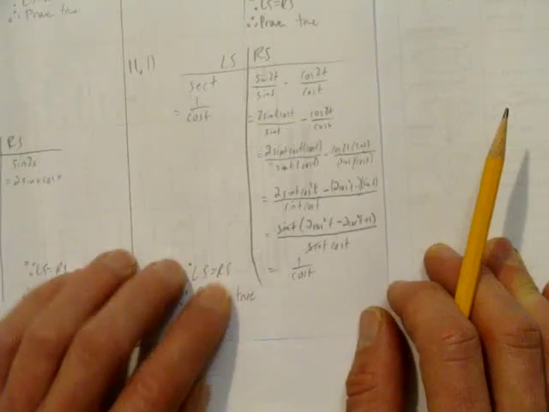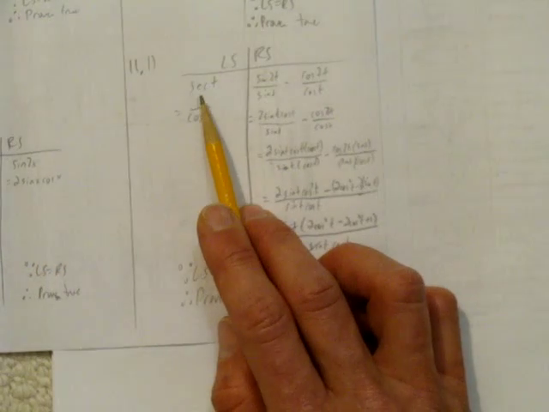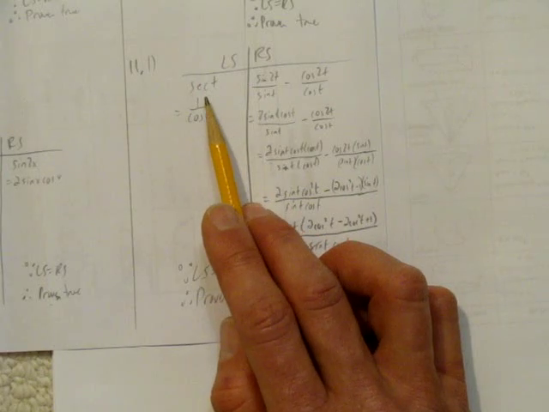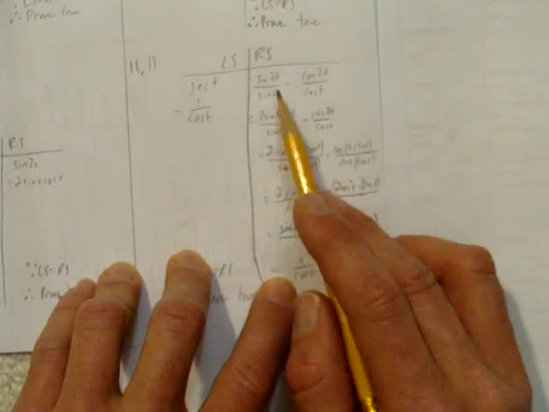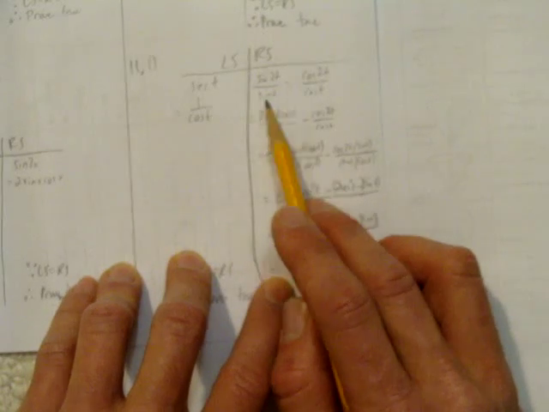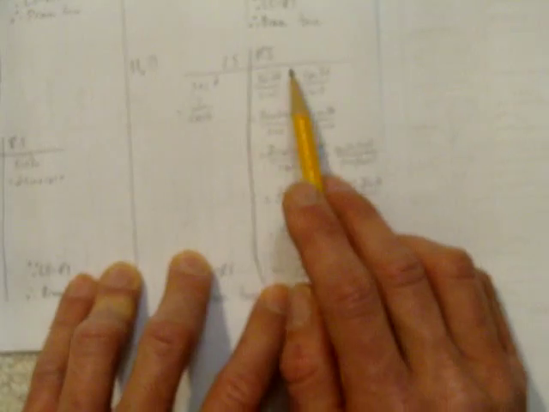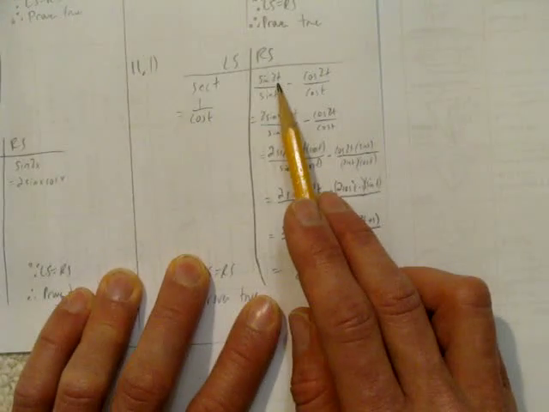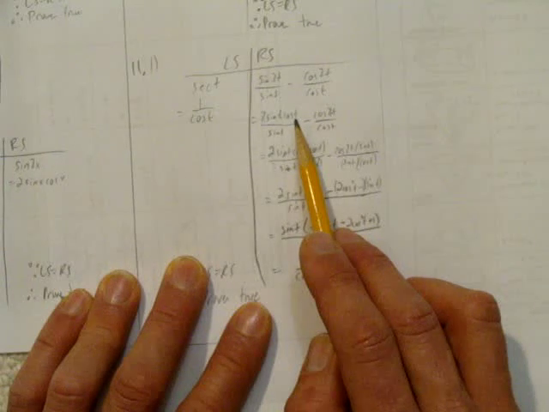The last one is 11L. Also from page 417. On the left-hand side, there's not much to do. It's just secant, and I can just make that 1 over cos, but that's it for that side. On the right-hand side, I had sine of 2t over sine t minus cos of 2t over cos t. I started with sine 2t. There's only one version of this double angle. It's 2 times sine times cos.